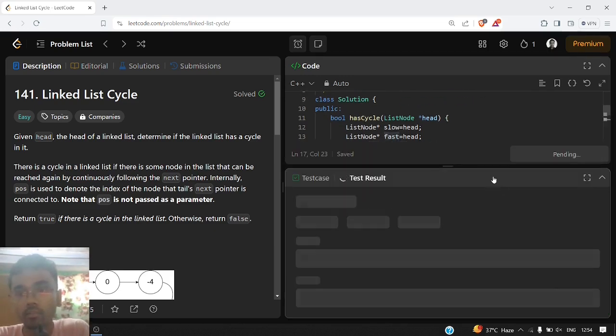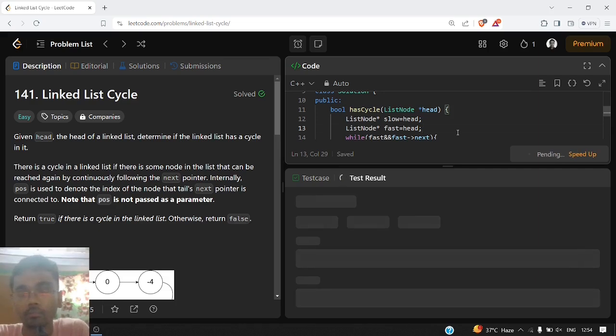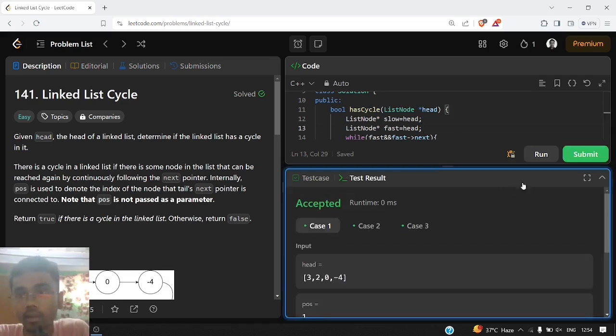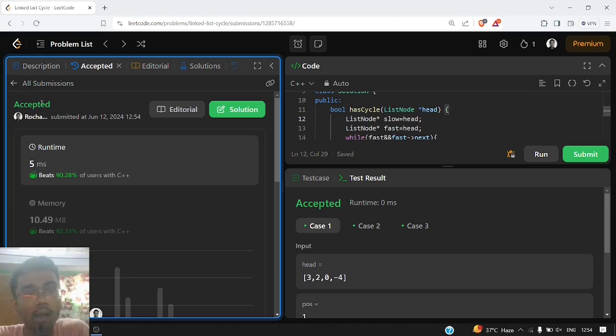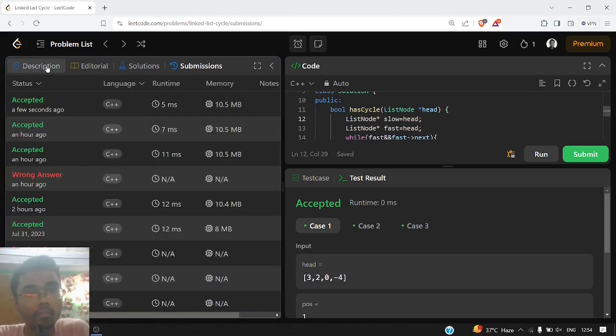Let us see if this works fine on the sample test case or not. So yeah, it is working fine. Let us submit it. So yeah, our code got accepted. Hope you learned from this video. Thank you.